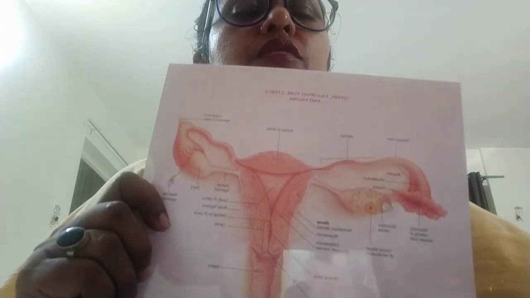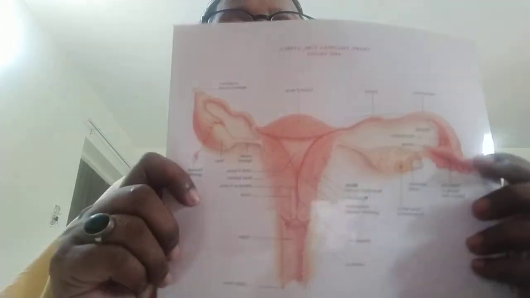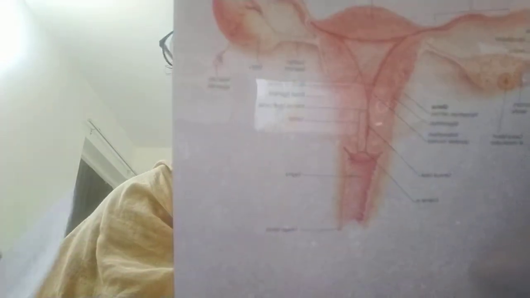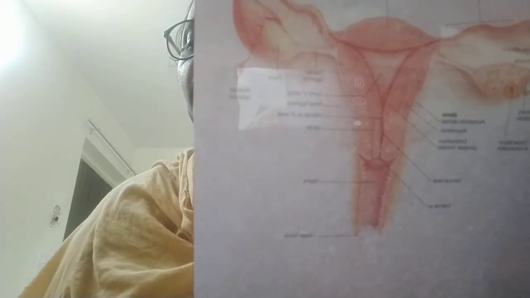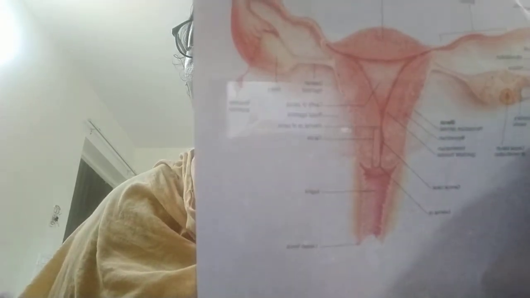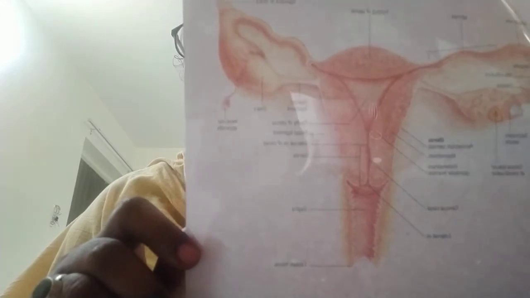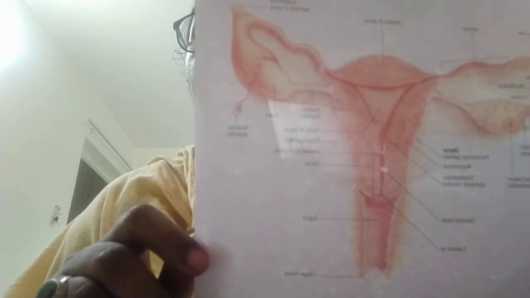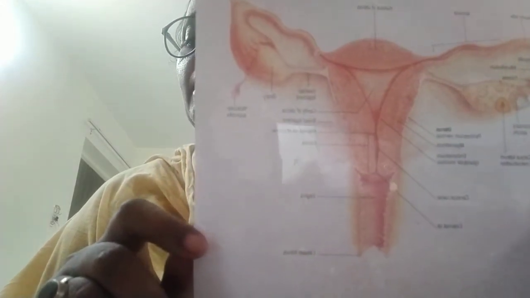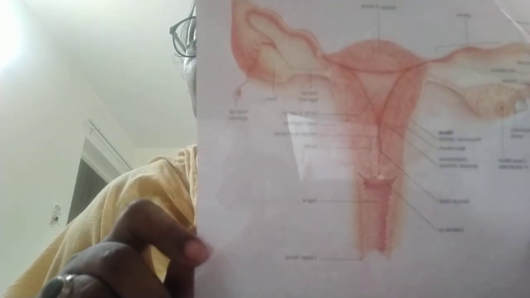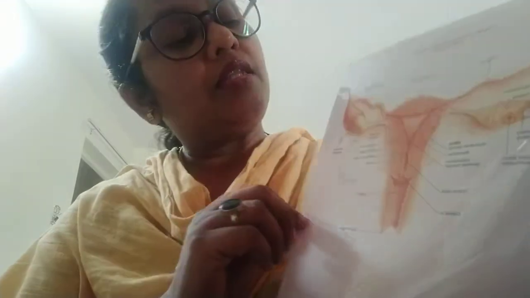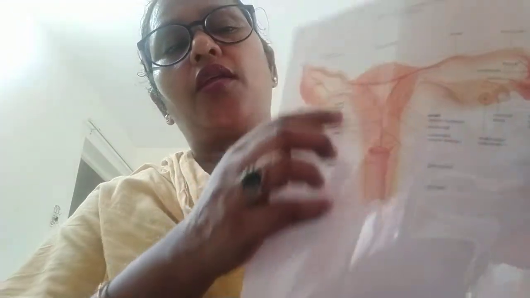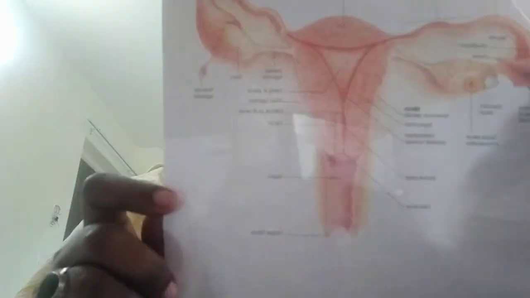Good morning, everyone. Today we will see the female reproductive organ. As we know, the female reproductive organ has two parts: the internal genitalia and the external genitalia. The reproductive organs in females are essential for successful reproduction. The organs are broadly divided into three areas: the external genitalia, internal genitalia, and accessory reproductive organs. So today we will see the internal genitalia, or internal organs, of the reproductive system.